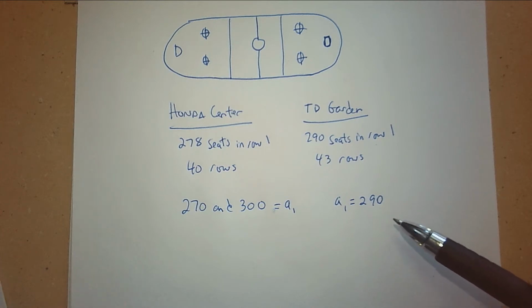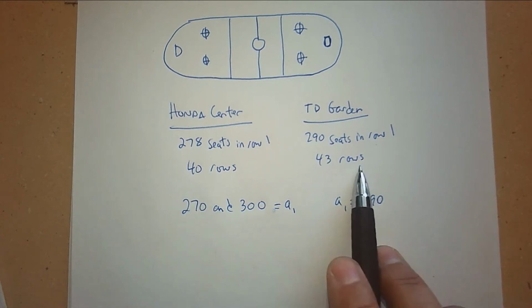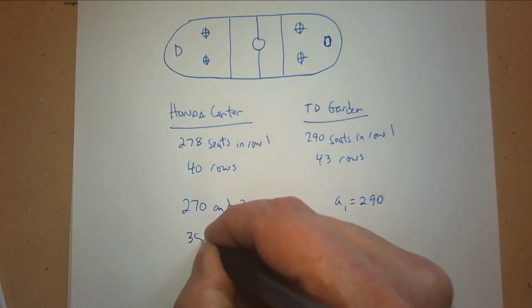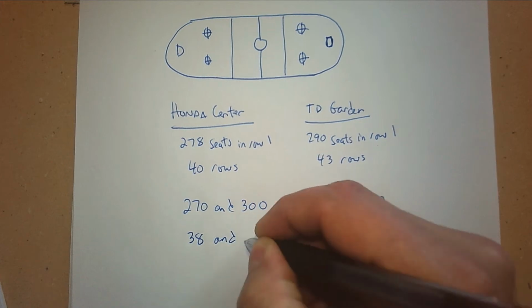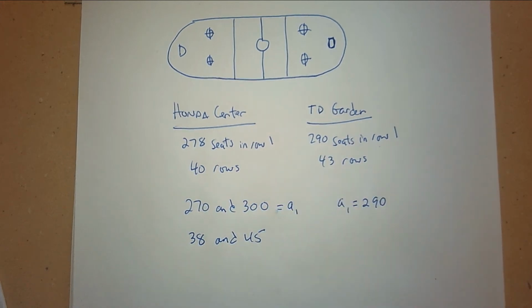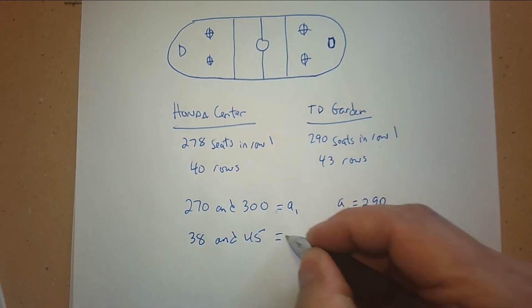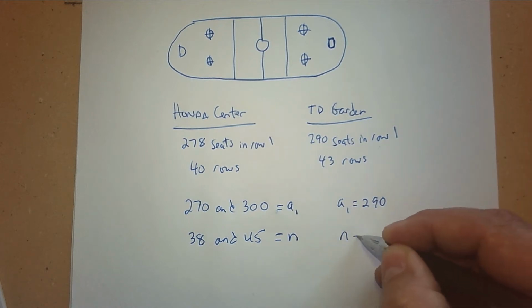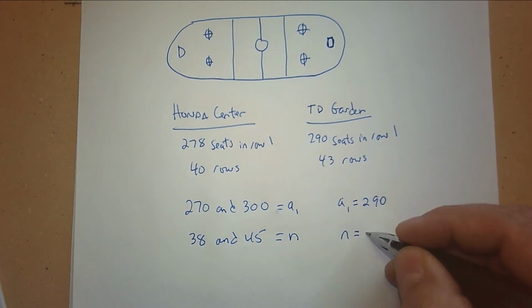I also looked in terms of the rows. Now, when I looked at the rows for a hockey arena, they were all between 38 and 45. When you use your formulas, that's going to be the N for your formulas. I need you to pick a number between 38 and 45. I am going to pick the number 42.